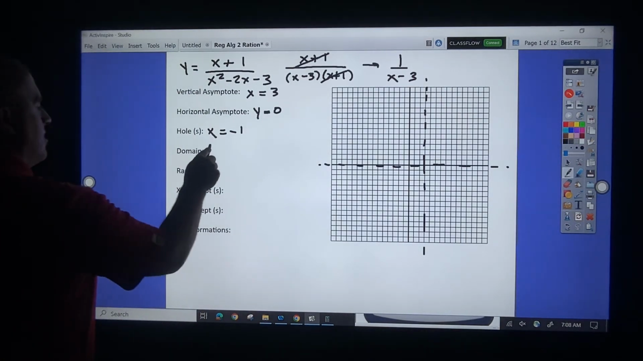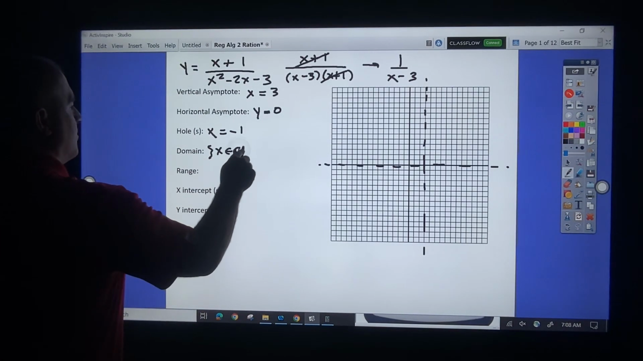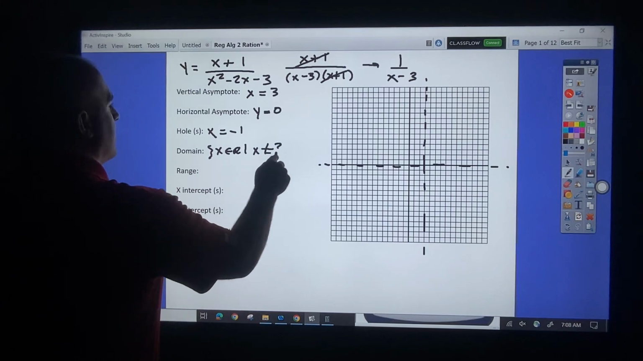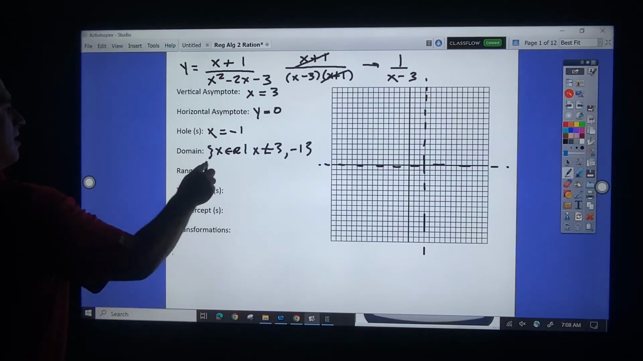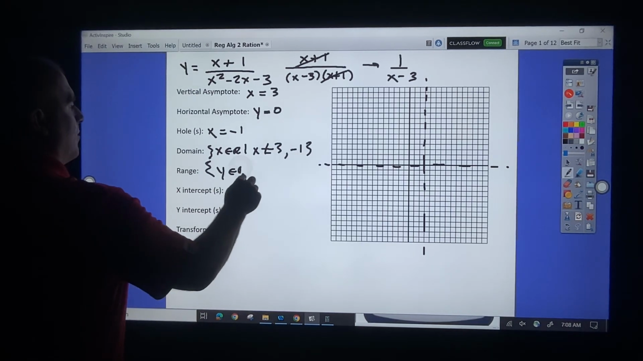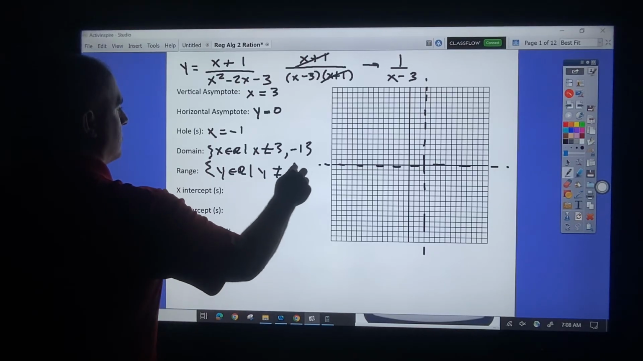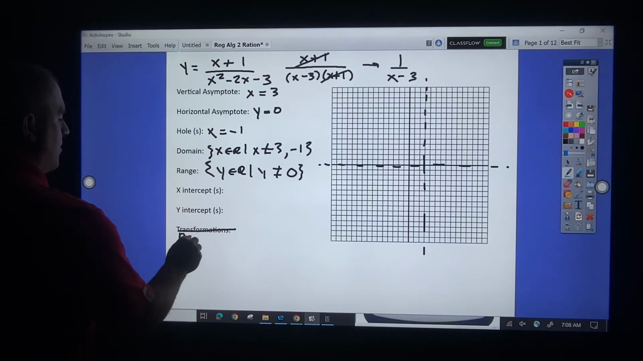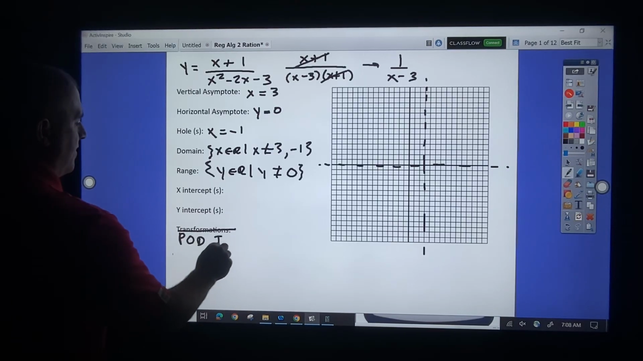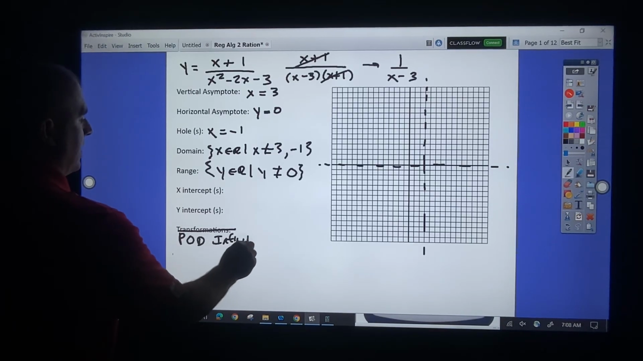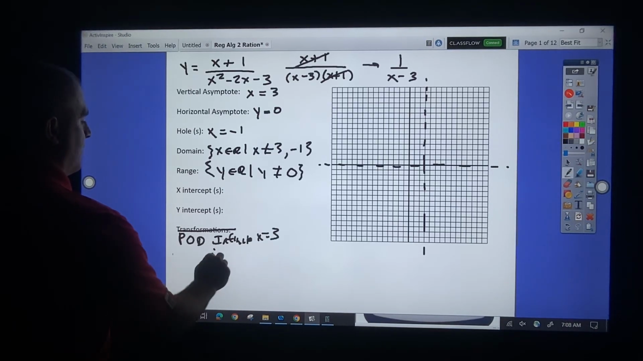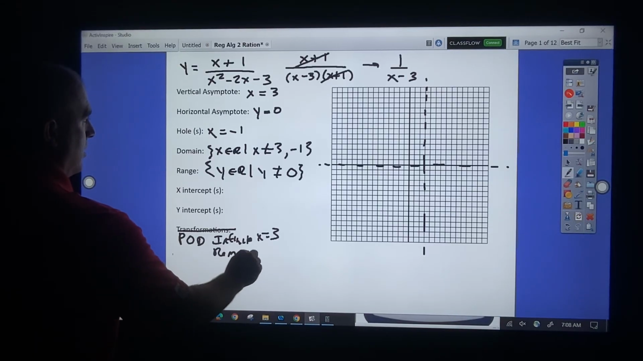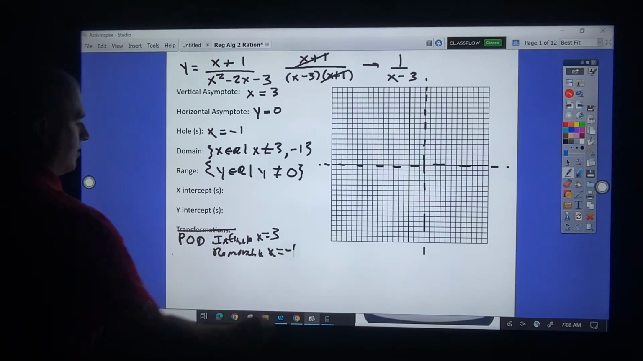So my domain is x is an element of all real numbers such that x can't be 3 or negative 1. My range is y is an element of all real numbers such that y can't be 0. Our points of discontinuity are, I have an infinite discontinuity at x equals 3. I have a removable discontinuity at x equals negative 1.